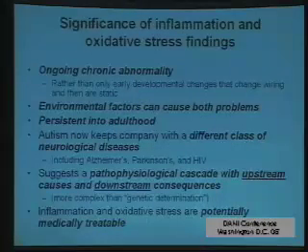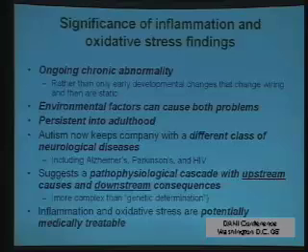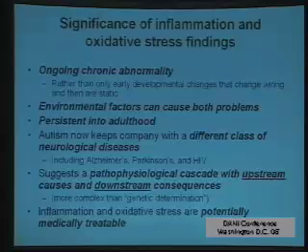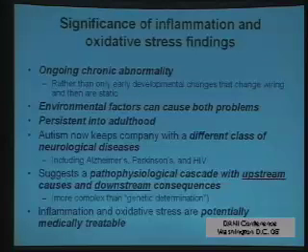So what is the significance of the inflammation and oxidative stress findings? Well, it's ongoing and chronic. It's not just early changes. Environmental factors are well known to cause both inflammation and oxidative stress. These problems persist into adulthood. Those brains where they identified inflammation were of people who died at age 5 to age 44, and they all showed this. Autism now keeps company with a different class of neurological diseases that includes Alzheimer's, Parkinson's, and HIV, which have these kinds of changes. It suggests a biology, a pathophysiology, with causes upstream and downstream cascading consequences. And also, as I keep saying, it's potentially medically treatable.